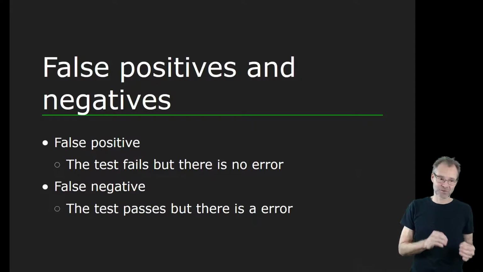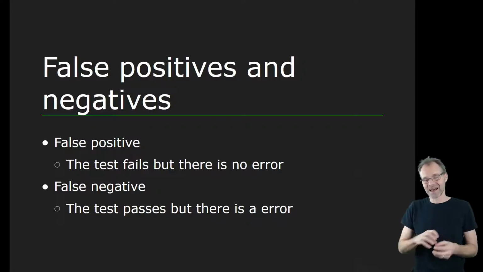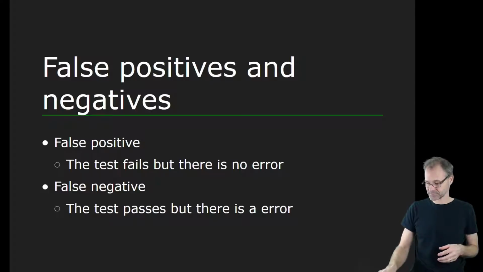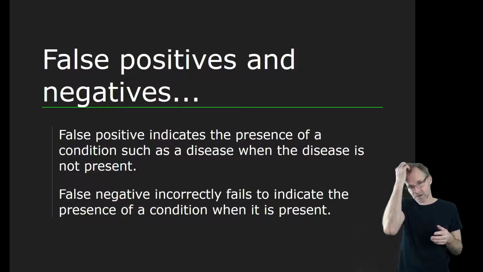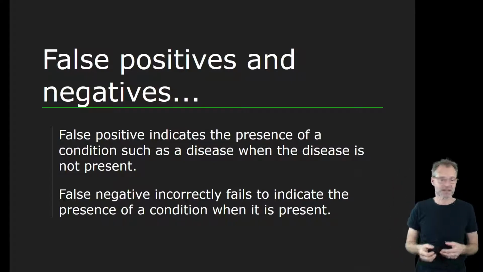So that is about false positives and false negatives. And if we just bunch them together, it's all about showing that something is wrong when there isn't, or failure to show that something is wrong when there is. We can take one more example on false positives and negatives.